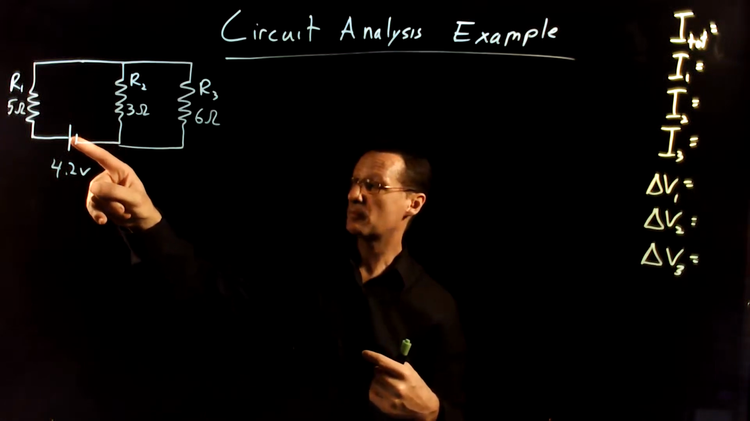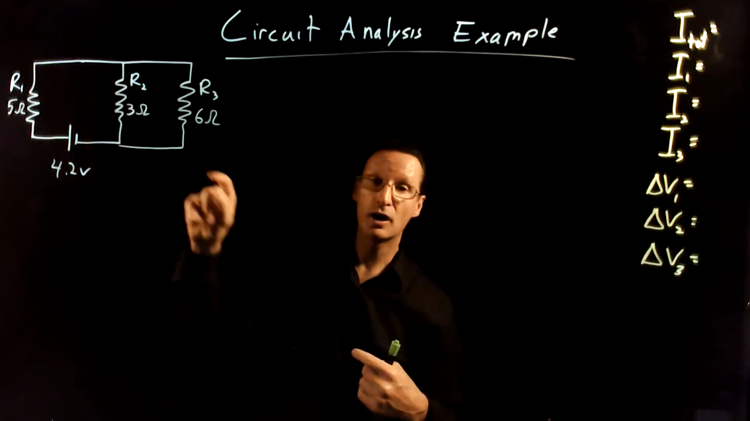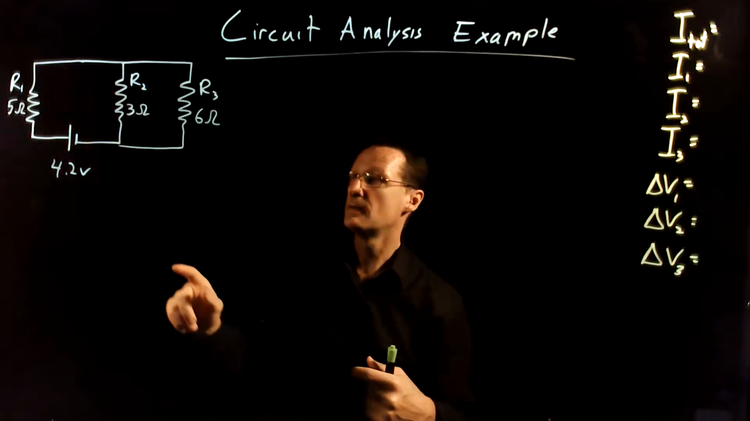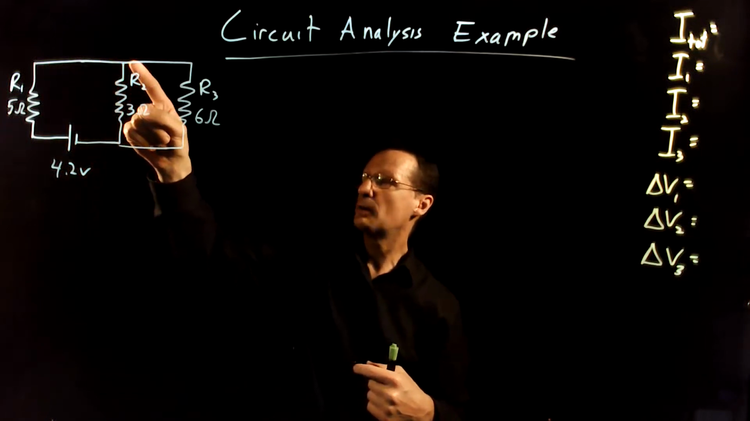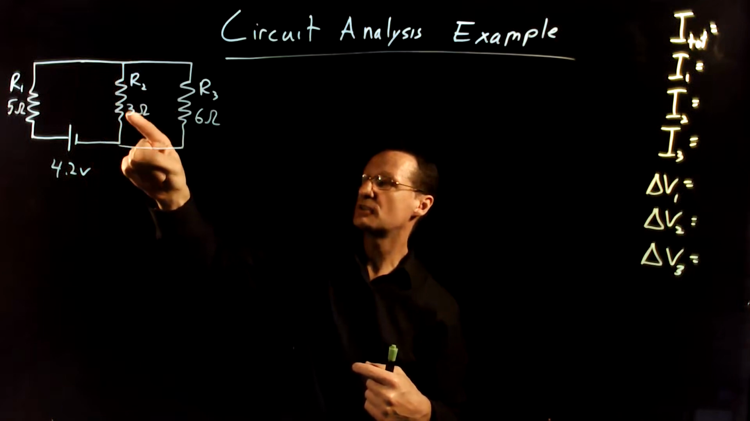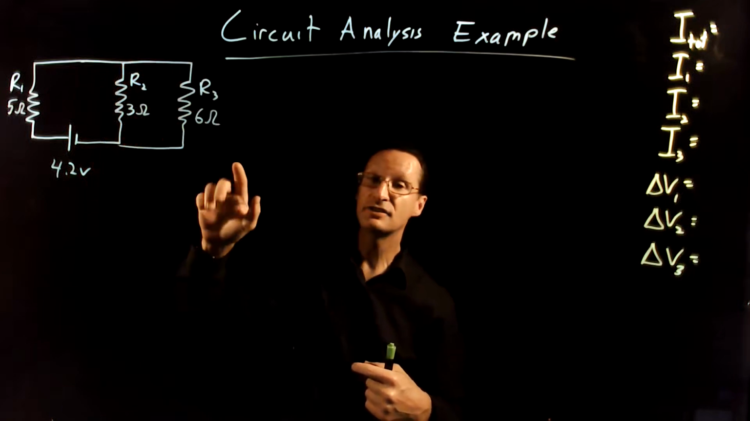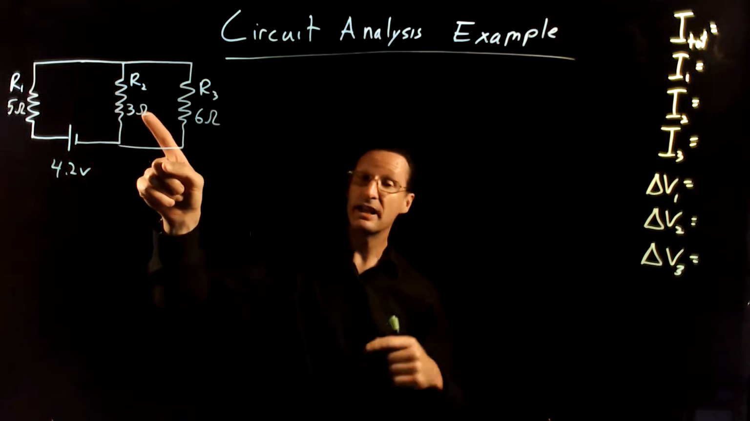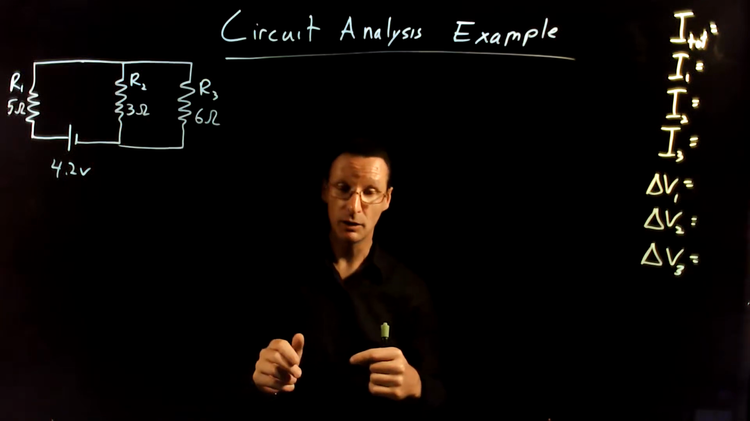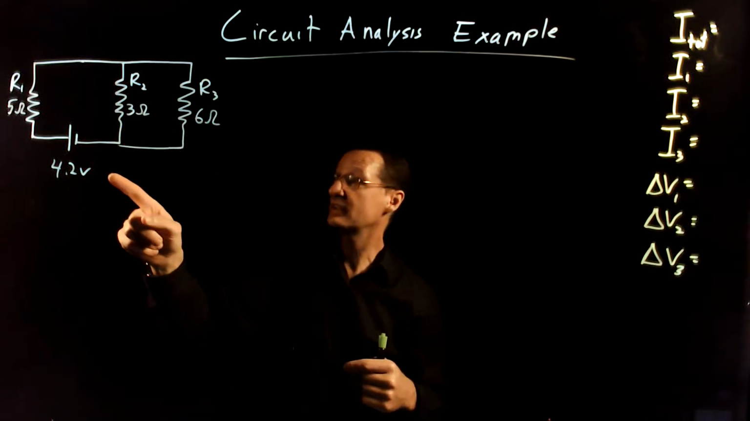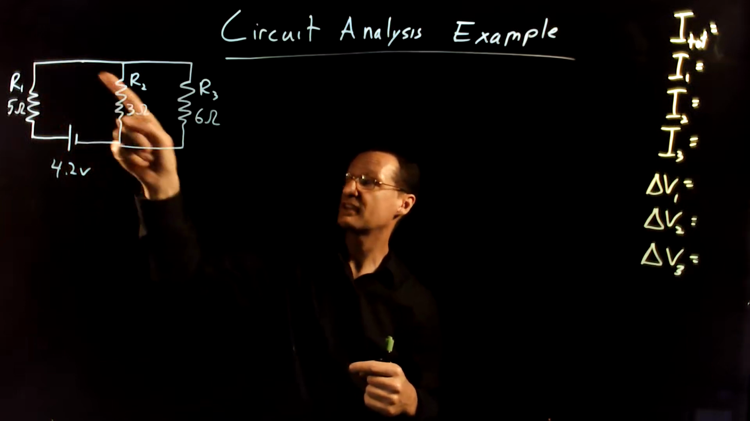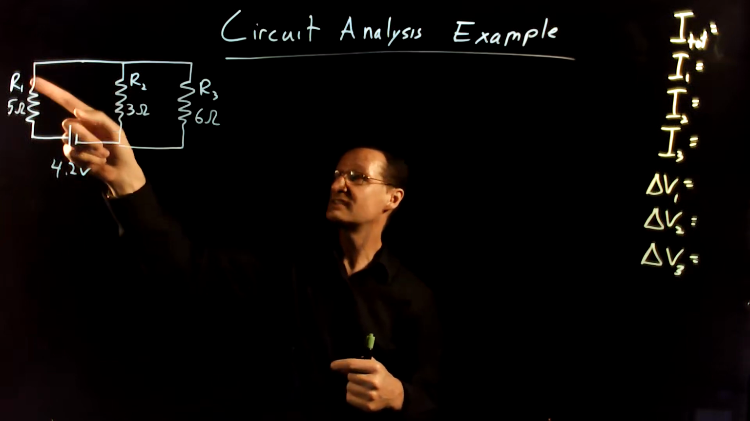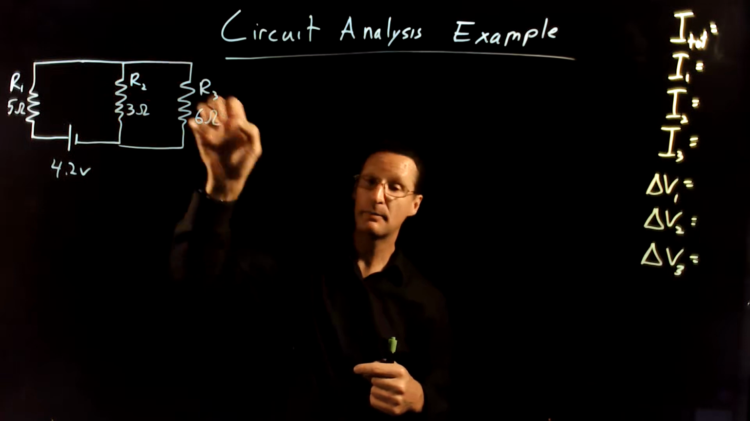Imagine you're a charge, you come out of the battery, you have to go through R1. You have no choice. On the other hand, when you come to this junction, you can choose to go through R2 or R3. So there's a split there. That tells you that R2 and R3 are in parallel with each other. And because everyone has to go through R1, R1 is in series with the whole combination of R2 and R3.